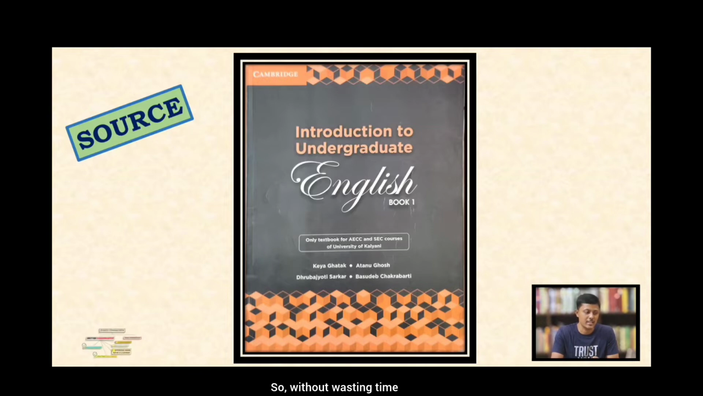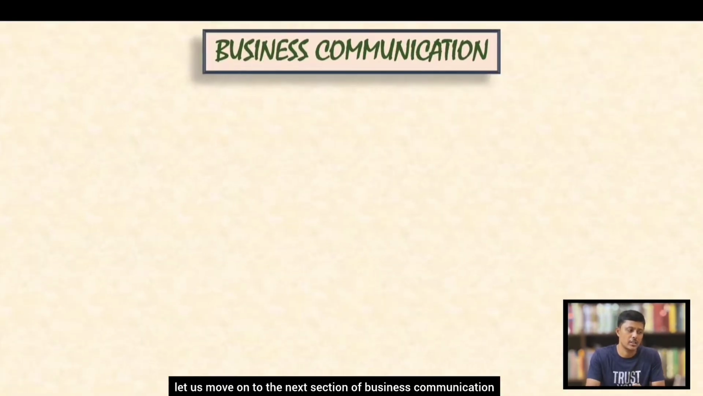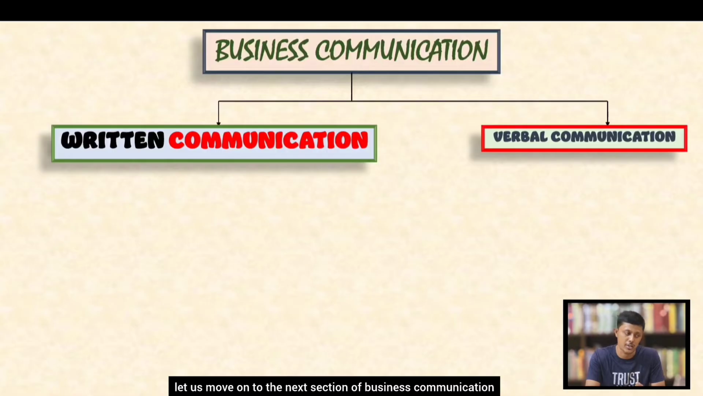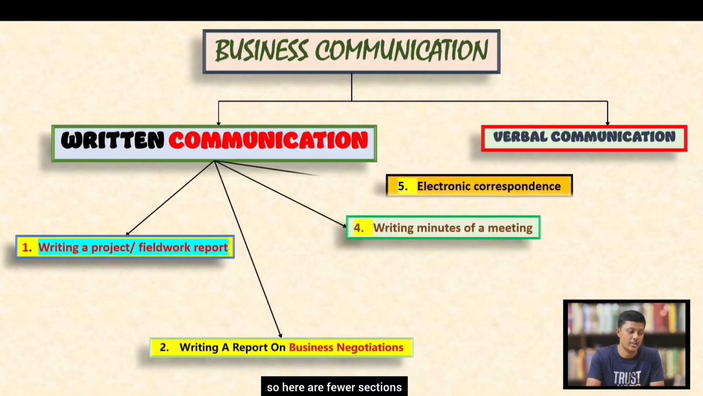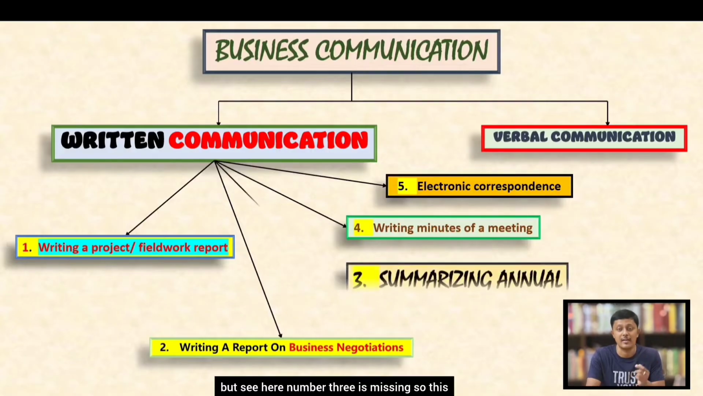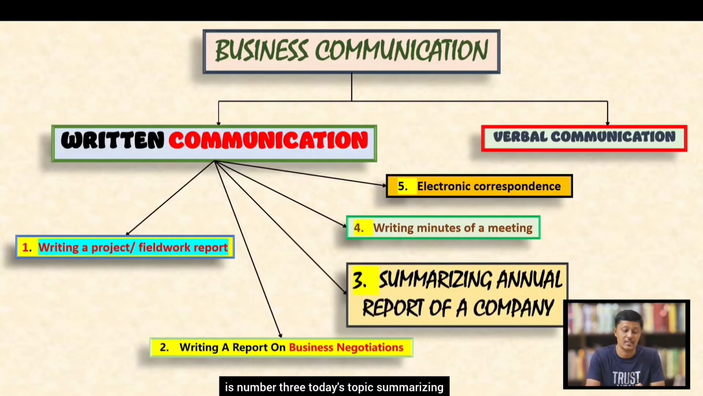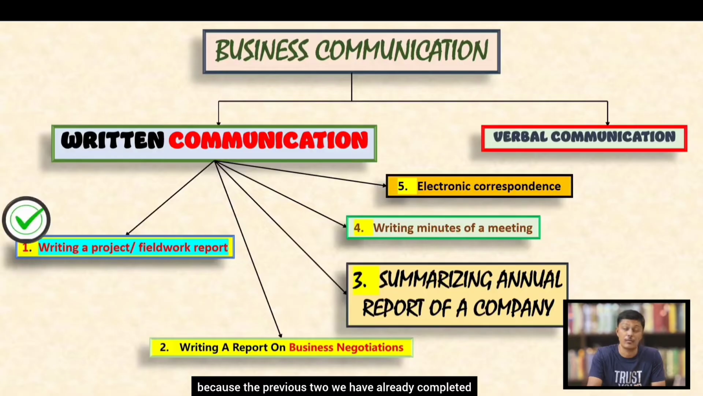So without wasting time, let us move on to the next section of business communication. The two parts, as you can understand, are written communication and verbal communication. Because written communication is our part, here are fewer sections that we have to deal with, and we have already dealt with some. But see here, number three is missing. So this is number three, today's topic: summarizing the annual report of a company, because the previous two we have already completed.